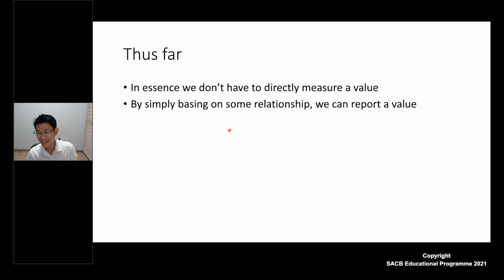So in essence, as the red cell indices show, we don't really have to measure a value, but simply basing on some relationship, we can report a value.